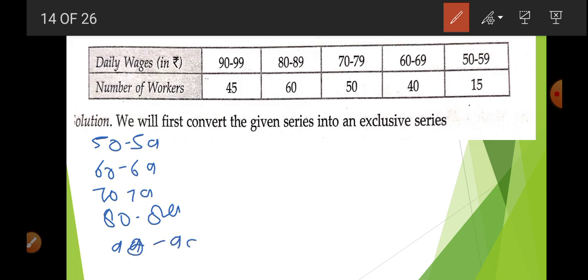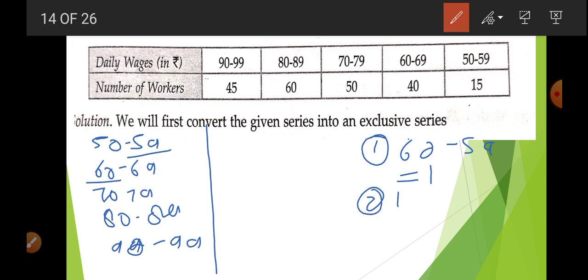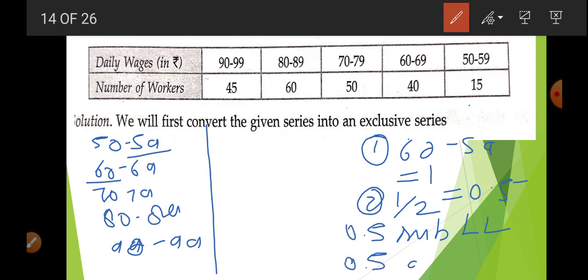90 to 99. Okay, now what we have to do, first step is what? This minus this one, that is 60 minus 59, we get 1. Second, we have to divide by 2, so we get 0.5. This 0.5 is subtracted for getting the lower limit, and 0.5 is added to get the upper limit. So when we subtract, we get 49.5, and here we add, so it becomes 59.5.